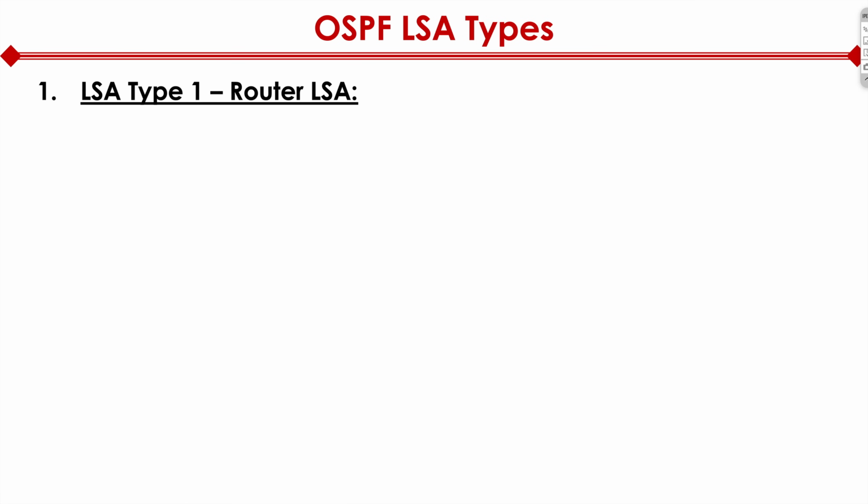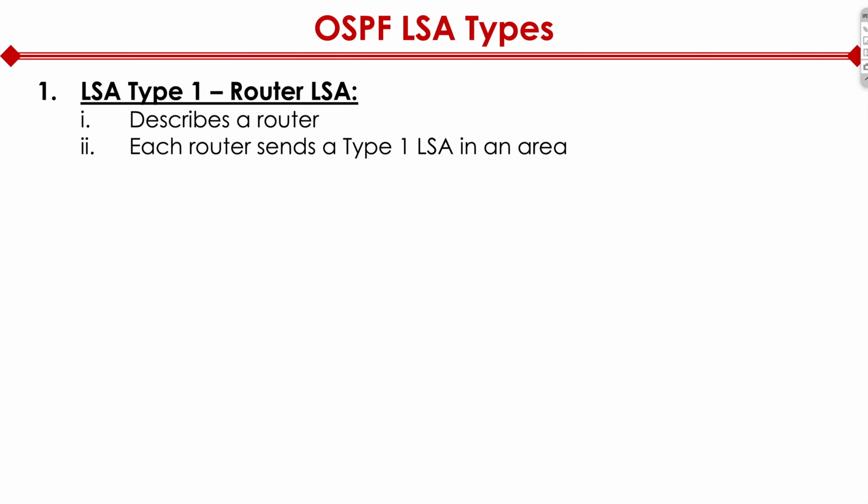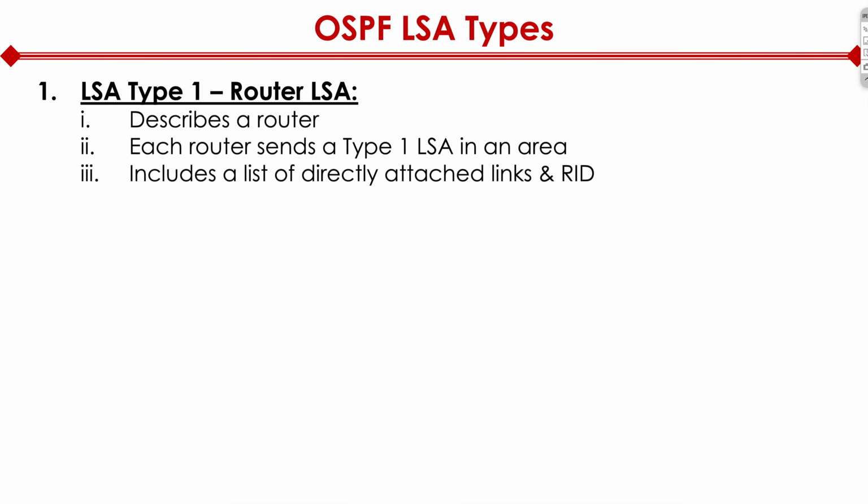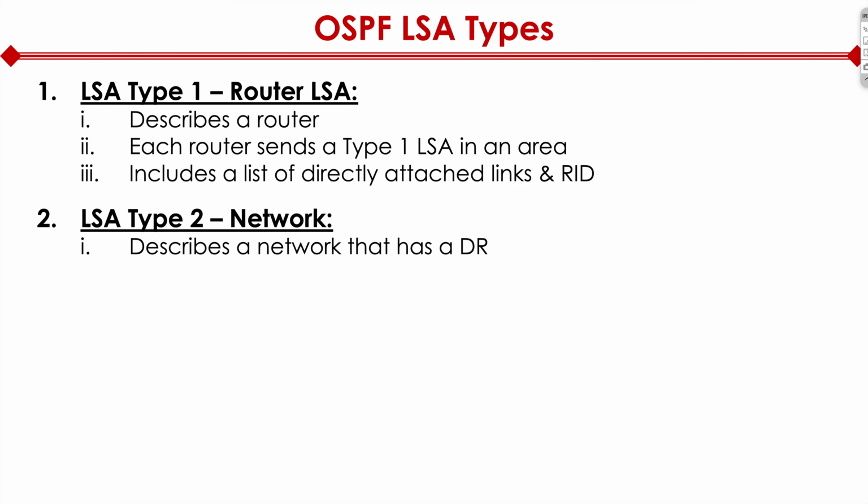Now let's quickly take a look at OSPF LSA types. There are 3 different types of LSAs in OSPF. And these are link state advertisements. So when the routers connect with each other, they start exchanging packets with each other. That's where these LSAs come in. So we have what's called an LSA type 1. It's called router LSA, and it describes a router. Each router sends a type 1 LSA in an area, and it includes a list of directly attached links and a router ID.